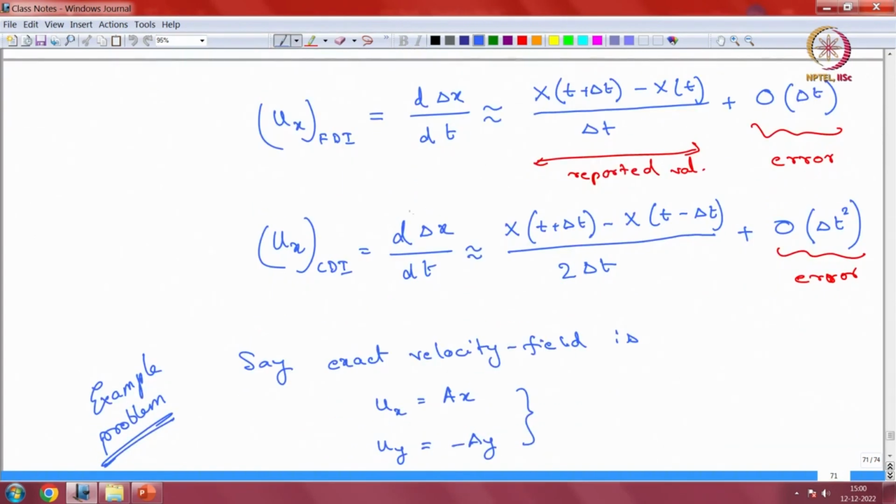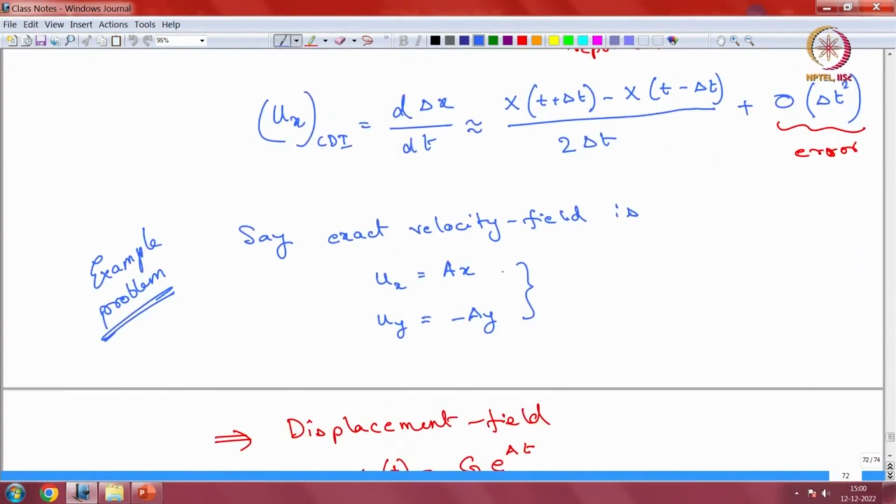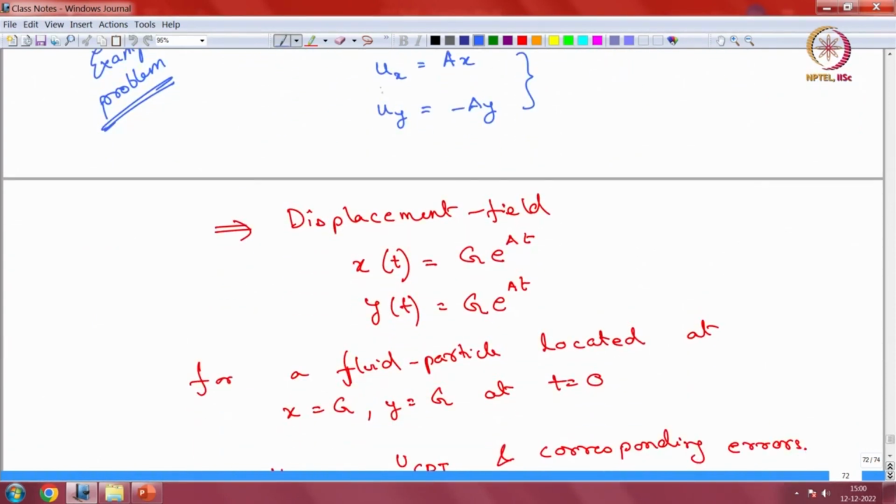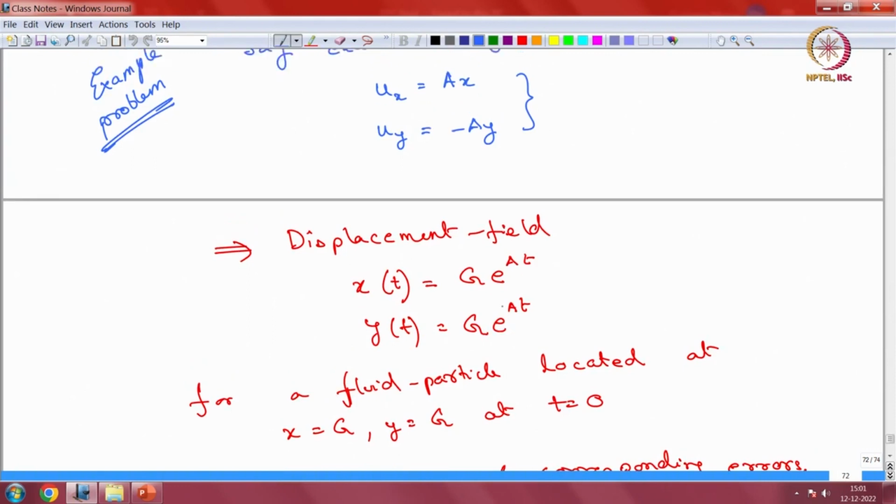We wanted to understand this issue of difference between the forward difference and the central difference techniques a little bit more. So we started off on this particular problem last time, which is that you have a known velocity field, ux equal to a times x and uy equal to minus a times y, and obviously by integrating these two velocity fields, you get the displacement field as x of t equal to g e to the power at, and y as a function of time is equal to g e to the power at. I'm sorry, there's a mistake here. There should be a negative sign here.